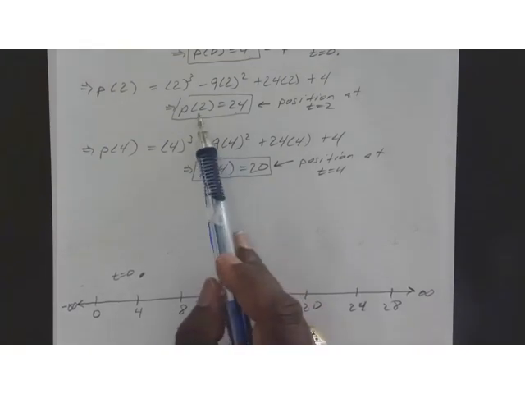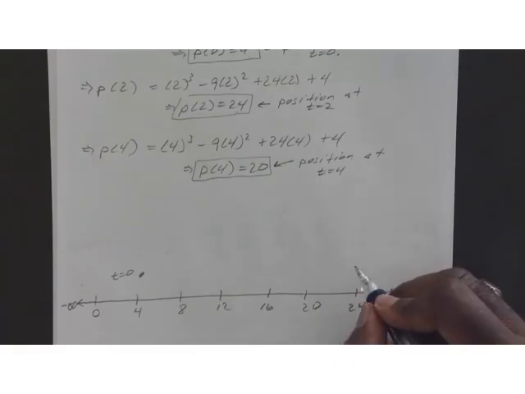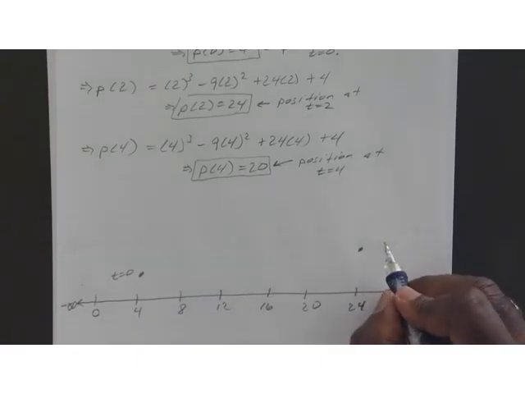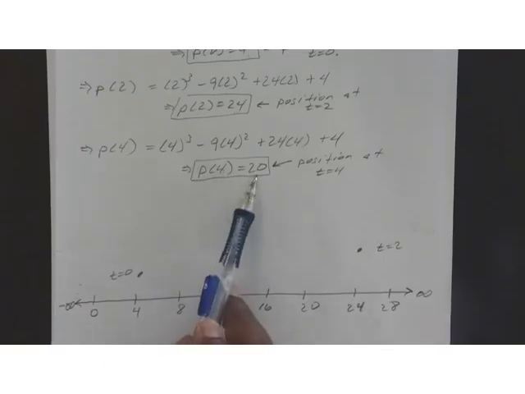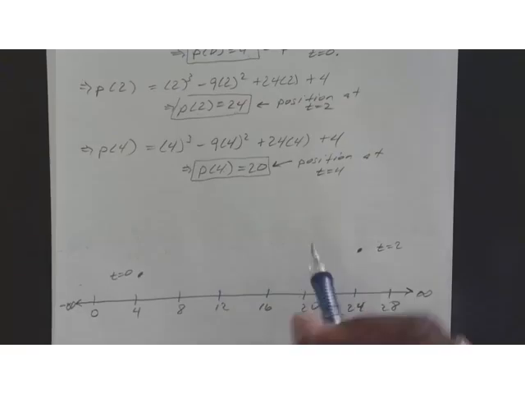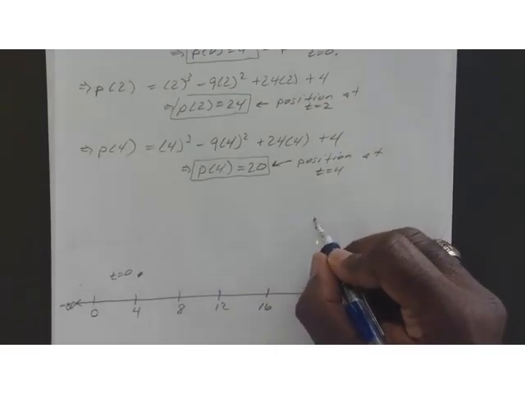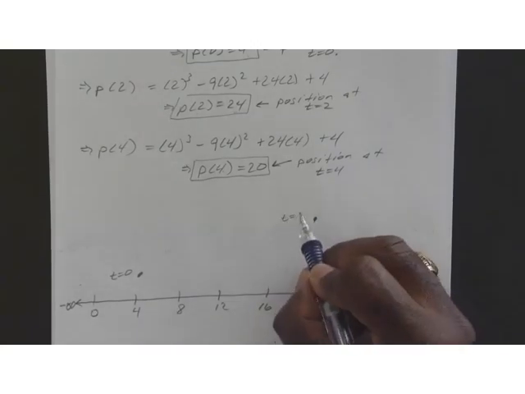Okay. When t is equal to 2, our position is at 24. So we're going to put it at 24. We're going to have it a little higher up than this one. And that's at t is equal to 2. And when t is equal to 4, our position is at 20. So again, I'm just going to have it a little higher up than the previous one and put it right over 20. And that's where t is equal to 4.